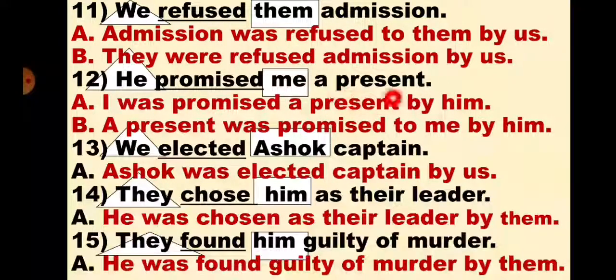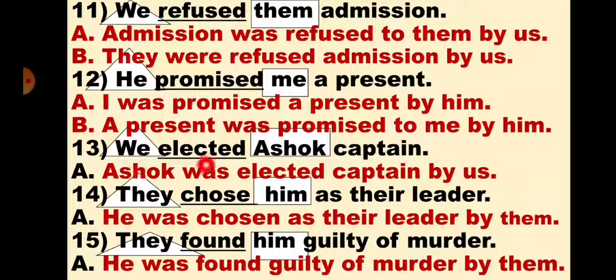Now if you are taking a present as your object, here same we are going to write in a subject place, a present. Present is a singular so you'll use verb was. A present was promised, already it is in the third form, so same you are going to write here, promised. A present was promised to me, add by, and he will change into him. A present was promised to me by him.